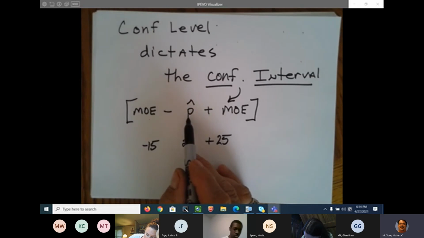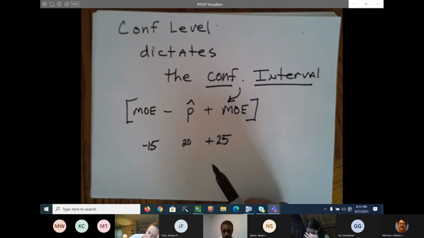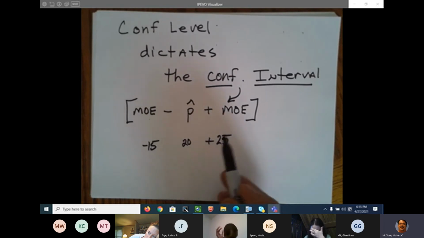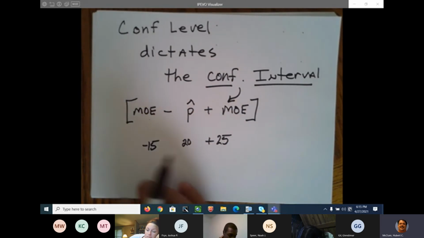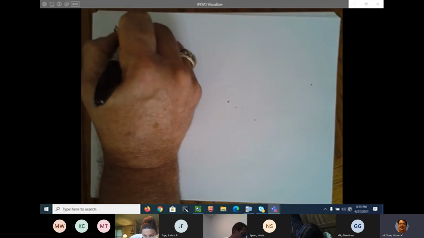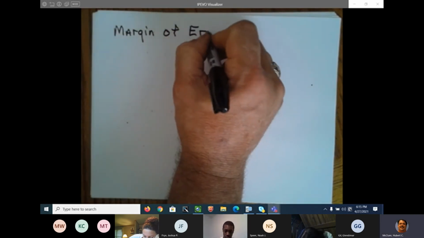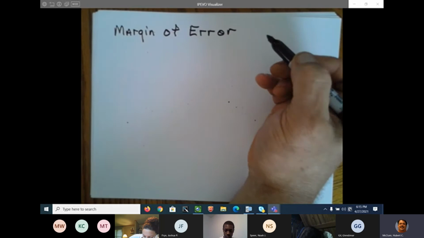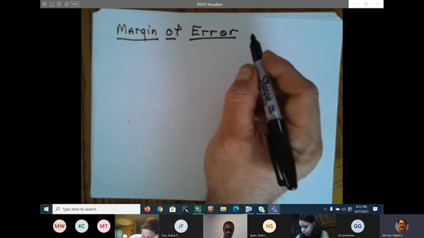You already know how to get P hat because I showed you how to get P hat. Now I'm going to show you how to find the margin of error, and once I tell you how to find it, you can do a confidence interval. That's the MOE, M-O-E, margin of error. Make sure you write that down so you don't forget. Margin of error.